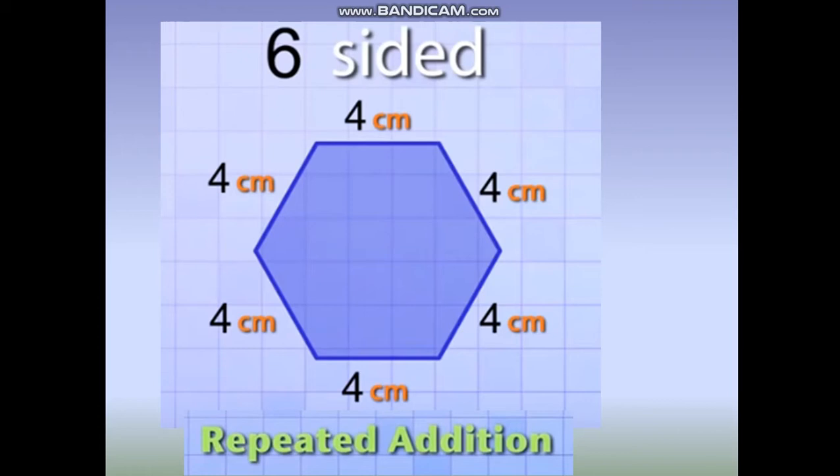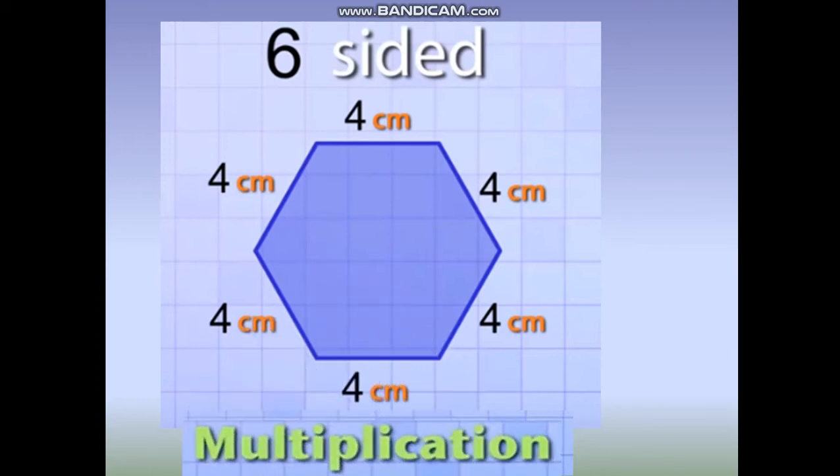And instead of doing this action, we call it something else. Do you remember that magic word? Instead of repeated addition? Yay! It's what? Multiplication. So instead of adding all the numbers, we just multiply. So perimeter in this case equals 4 centimeters, the length of each side, multiplied by 6, which represents the number of sides, equals 24 centimeters. And don't forget the units.